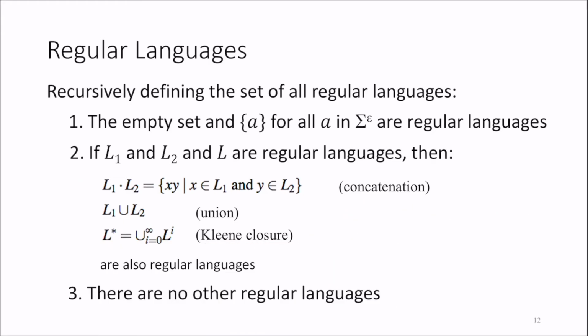And finally, the last rule in constructing a regular language is that there are no other regular languages other than what you can construct by using these recursive rules and this set of base cases, the empty set and a set containing a single symbol as a string. So that's all you can use to define a regular language.